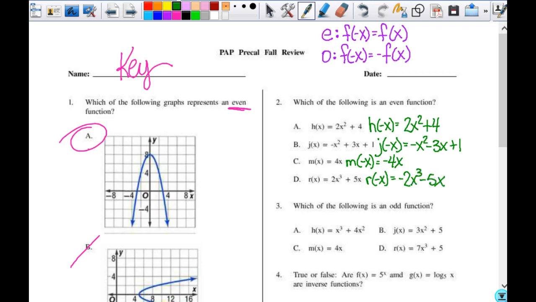So let's look at our answer choices here. H of negative x equals the same thing as h of x does, which does mean that it is even, and that's what we're looking for. So pretty sure my answer is A. J of negative x, well, it doesn't equal j of x because these signs here are different. It also doesn't equal negative j of x because these two terms are the same. So it's neither one. It's not odd or even. Here, m of negative x gives me actually negative m of x, so this would actually be an odd function, but it's not even. R of negative x here gives me negative r of x, which means my answer is A.